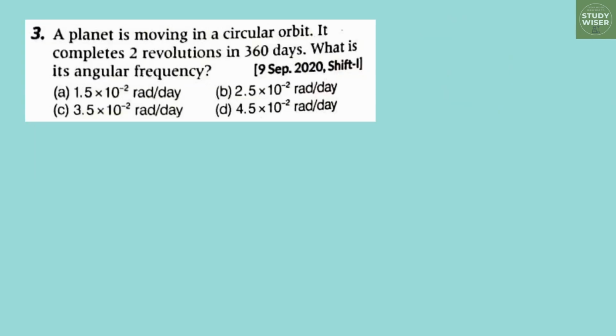Now coming into the third question, the planet is moving in a circular orbit. It completes 2 revolutions in 360 days. అంటే 1 రెవల్యూషన్కి 2π రేడియన్స్ అయితే 2 రెవల్యూషన్కి 4π రేడియన్స్.